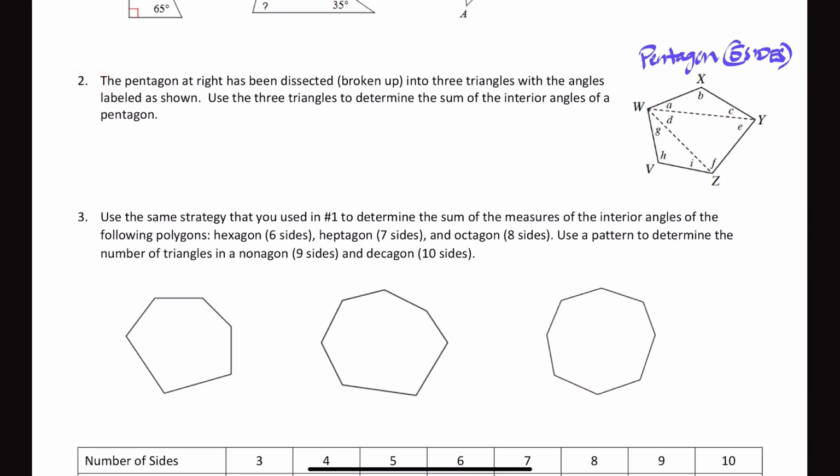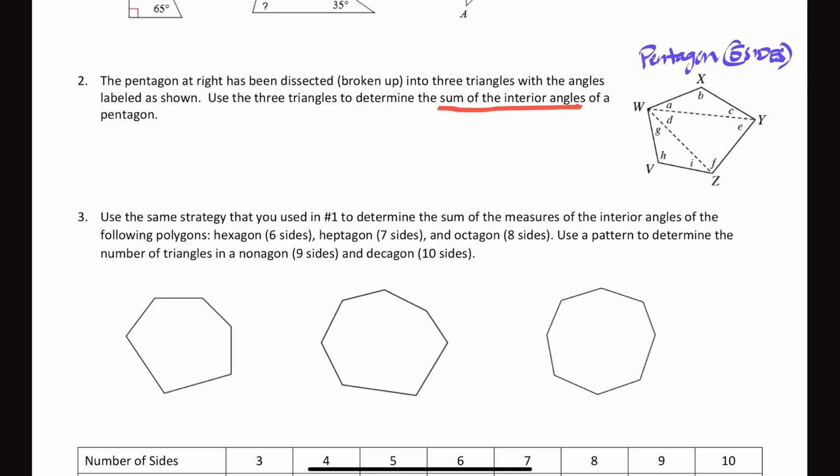It says the pentagon at right has been dissected or broken up into 3 triangles. We can look at this entire pentagon and see it's cut into this triangle, this one right here, as well as the one down there. Then it says, use the 3 triangles to determine the sum of interior angles of a pentagon. This is what's new here: the sum of interior angles, not specifically of a pentagon, but we're going to talk mainly about polygons, which is what you'll be looking at a lot of the time.